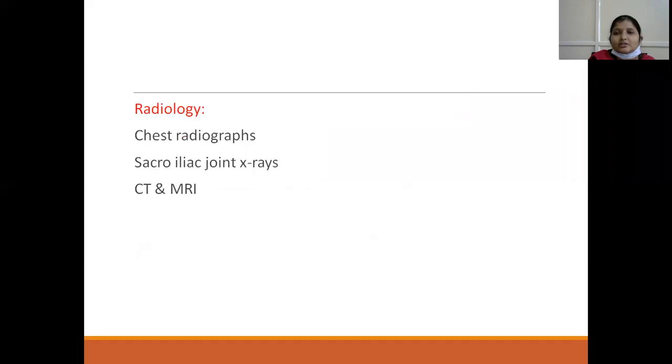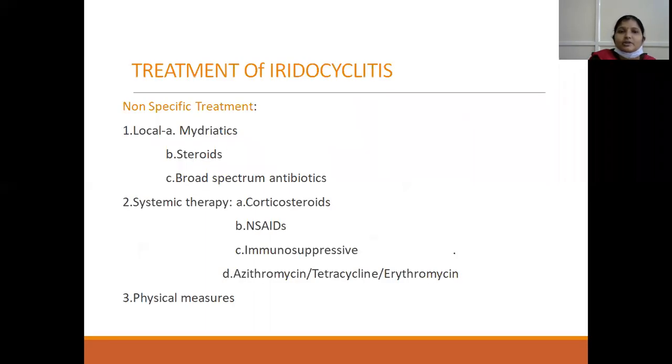Radiological tests: chest X-ray for sarcoidosis, as well as tuberculosis. Sacroiliac joint X-ray is used in ankylosing spondylitis. CT and MRI are also required in certain cases. So after proceeding with the investigations, what is the treatment? Treatment of iridocyclitis is of mainly three modalities.